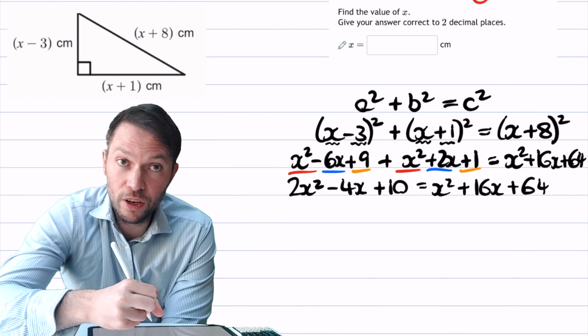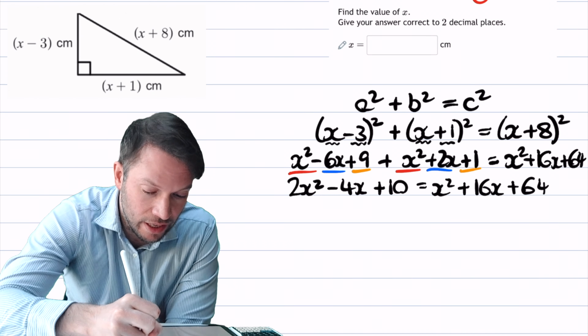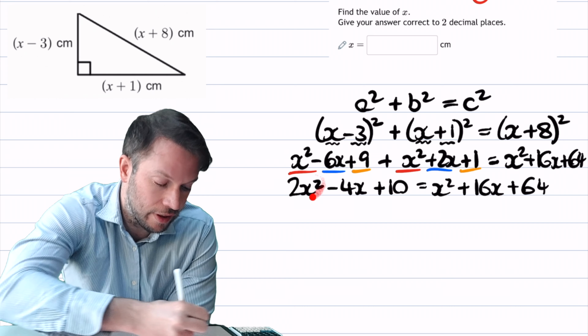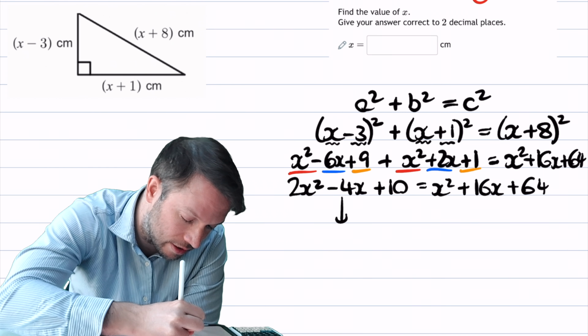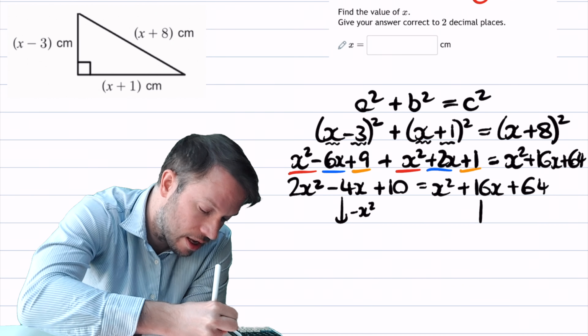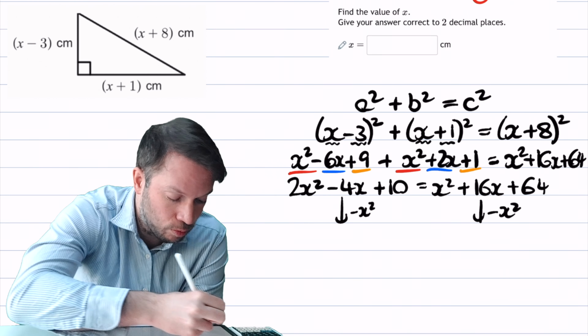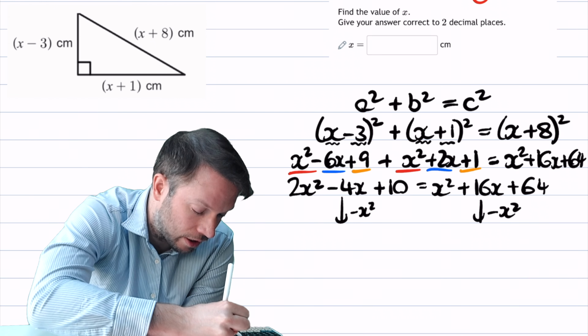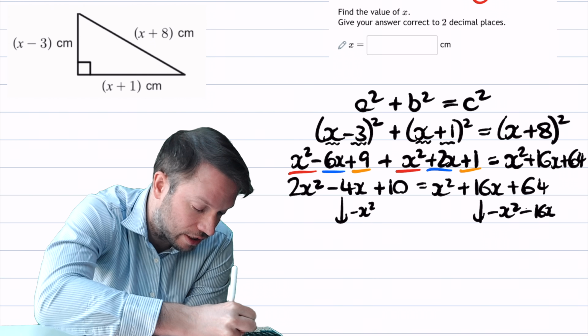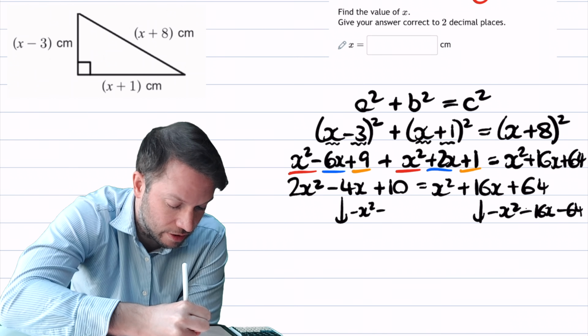Now, to solve a quadratic equation, you want to get 0 on one side. I've got more x squared on the left than the right, so I want to get rid of that x squared. I'm going to do that by subtracting x squared from both sides. But because I want 0 on one side, I also want to get rid of that 16x and the 64 on the right-hand side. So I'm going to subtract 16x and subtract 64. So I'm going to do the same to the left-hand side.